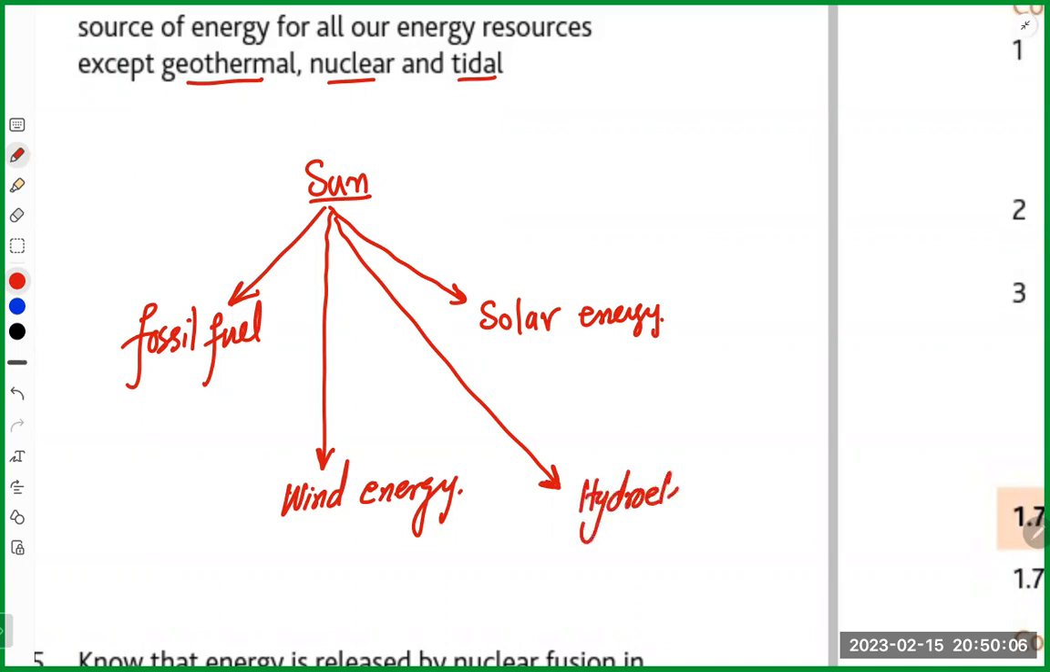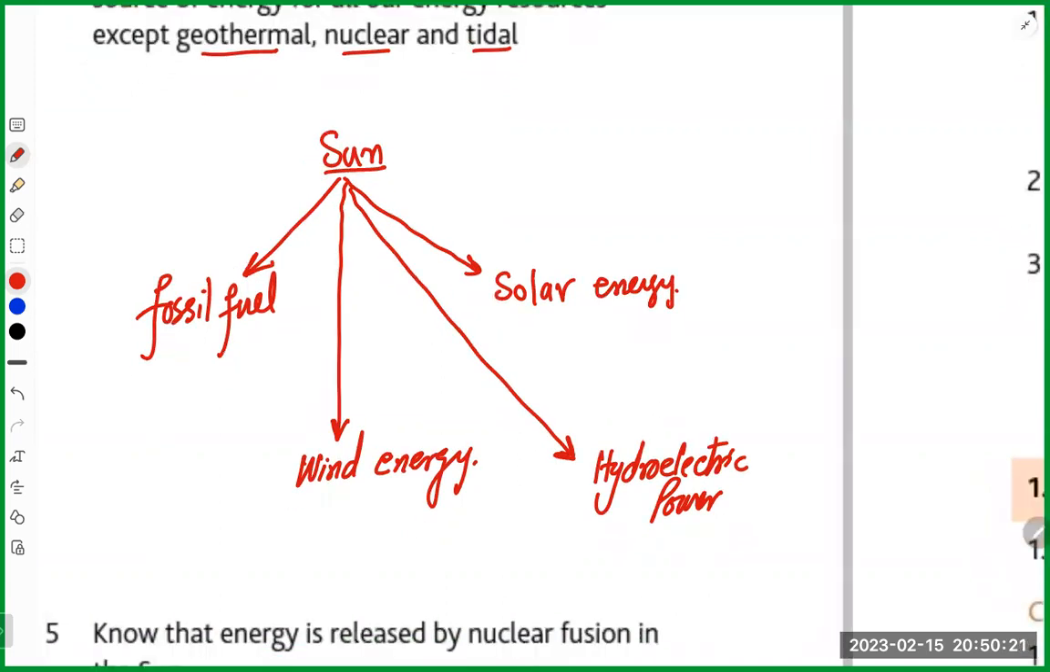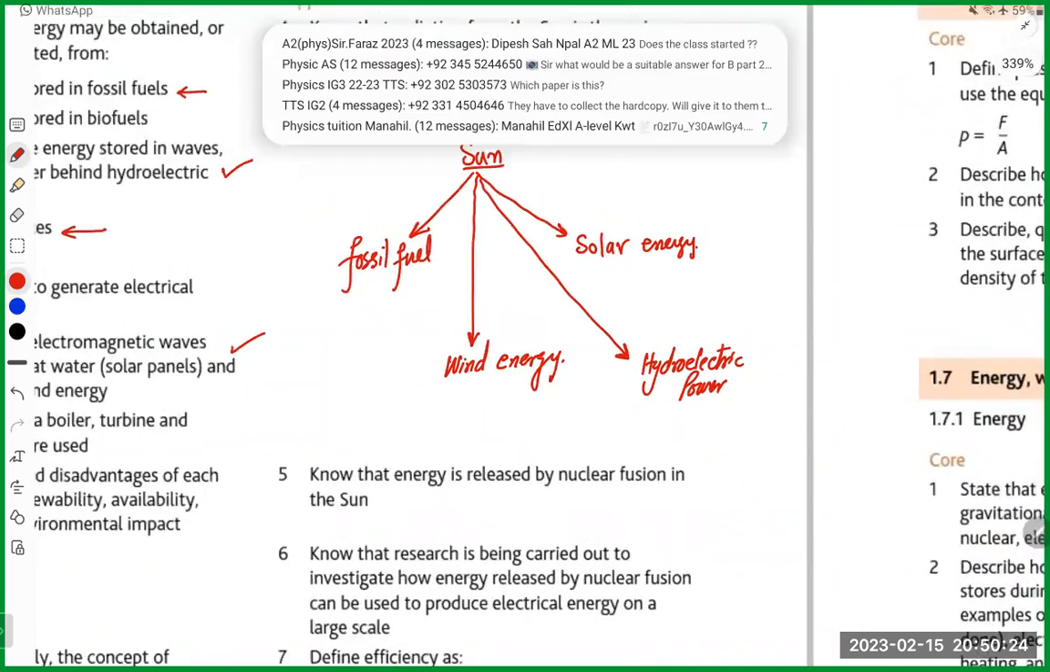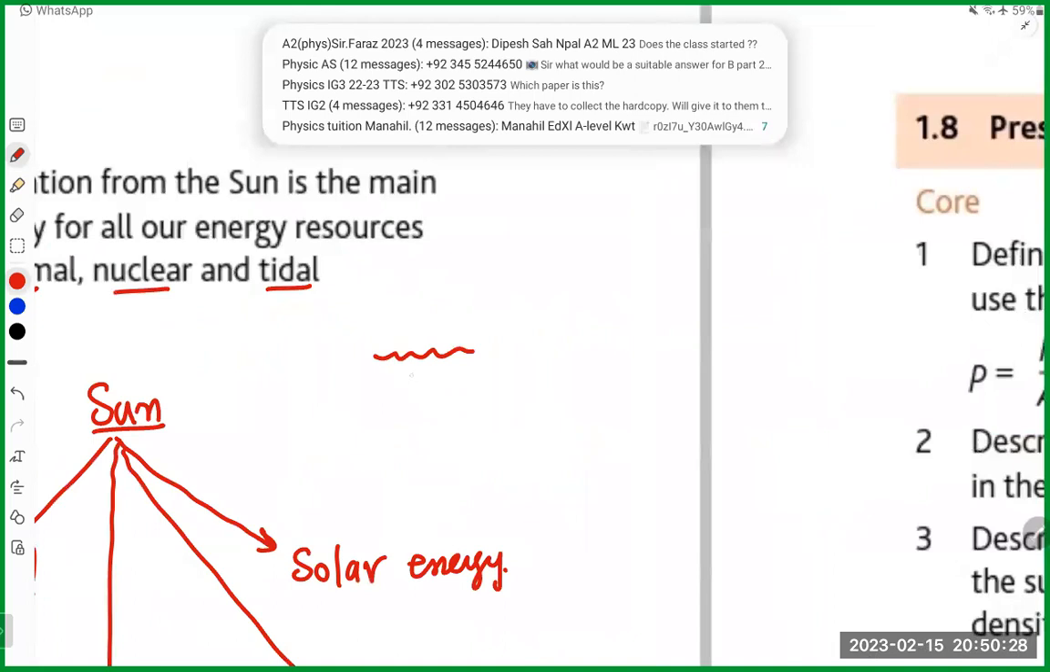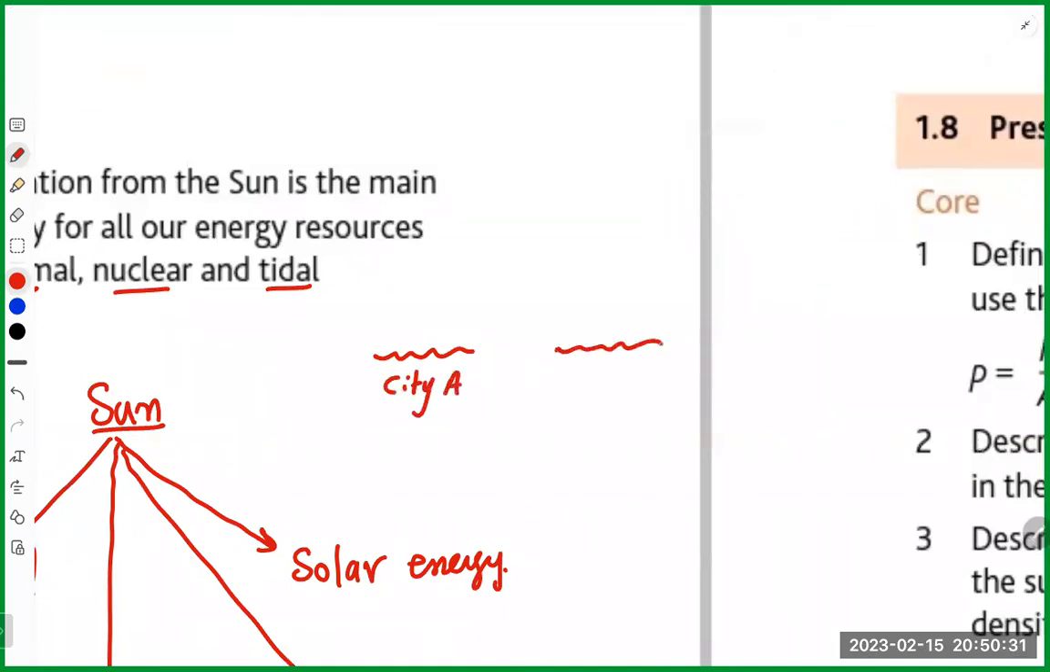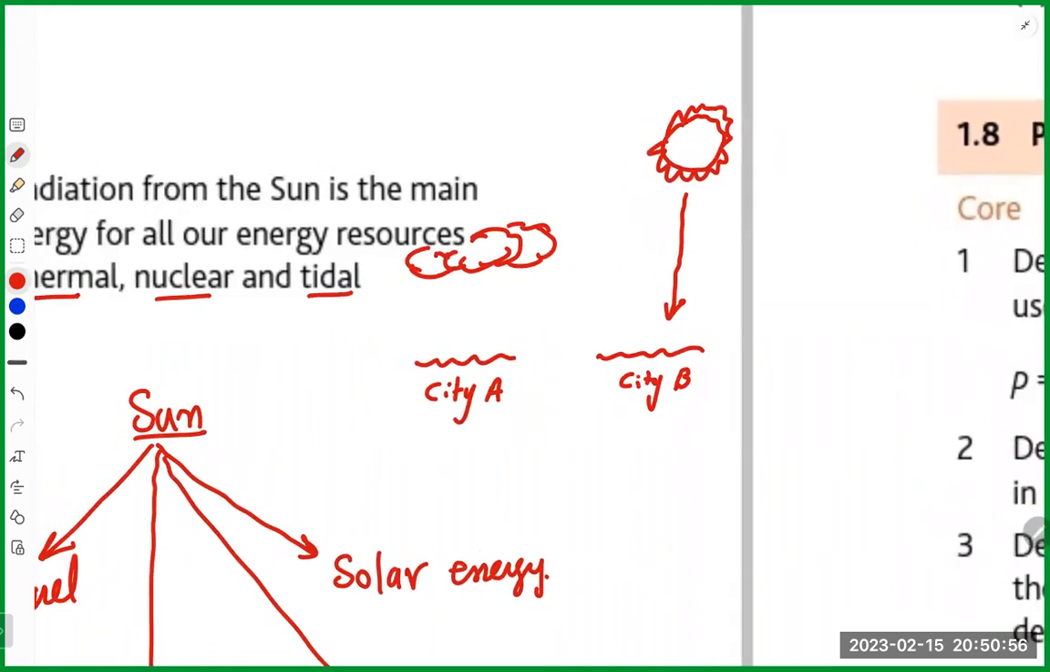Teacher, how for wind energy? Yes, Mark, what did you say? How is it the main source for wind energy? Oh, good question. Let's say if we have two cities. This is city A. This is city B. And there are clouds on city A, but there are no clouds on city B, so there is more sun shining on city B. So which city will have higher temperature than the other?